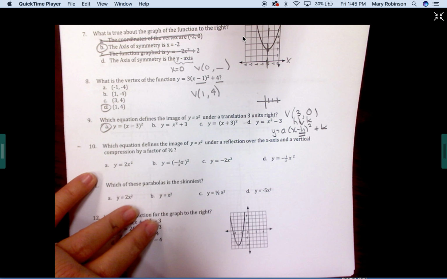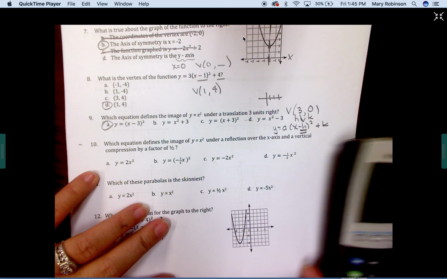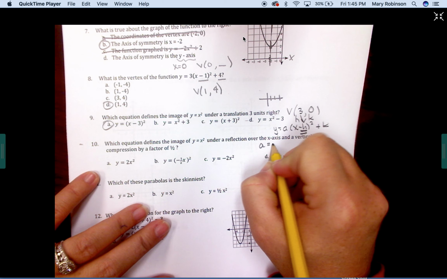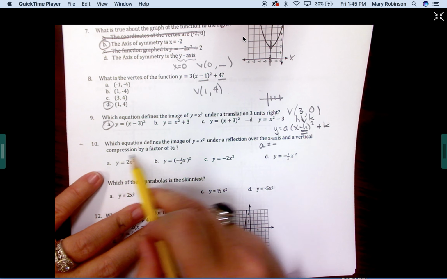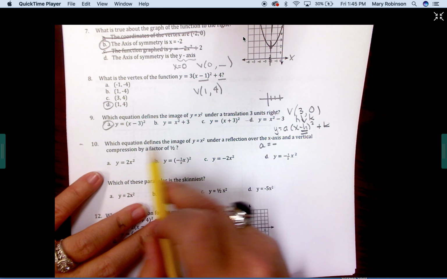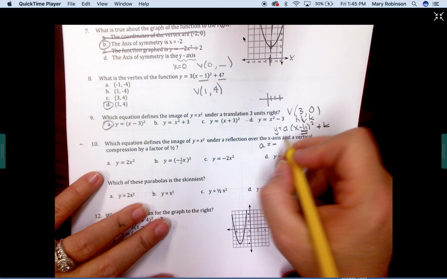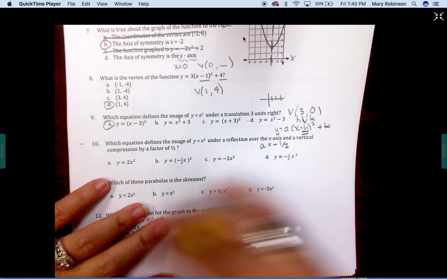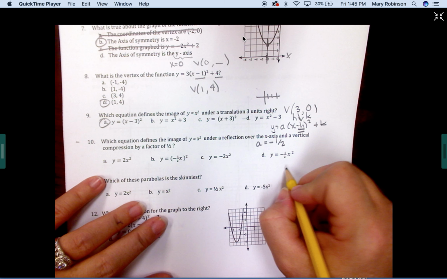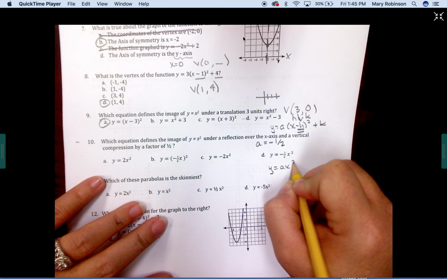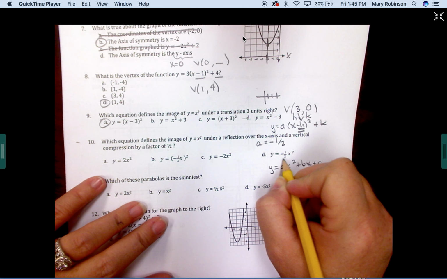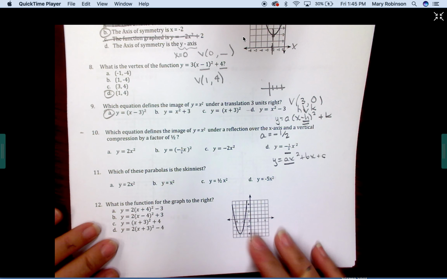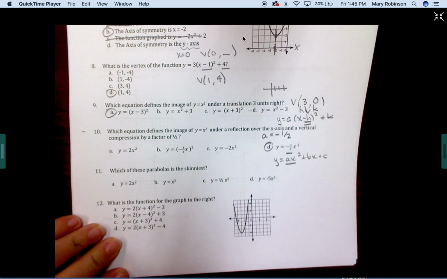Next, for number 10, which equation defines the image of y equals x squared under a reflection over the x-axis, so we've got a negative a, and a vertical compression by a factor of a half. So that means I should see a 1/2 for my a. So my a is negative 1/2. And I simply plug that in front of my x squared, because it's normally y equals ax squared plus bx plus c. So my a goes in front of my x squared. So we should be choosing D.